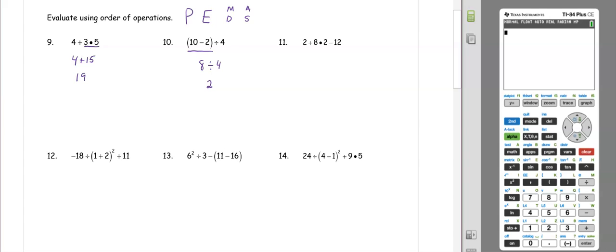In number 11, we have 2 plus 8 times 2 minus 12. So doing our order of operations, we would multiply first. So we have 2 plus 16 minus 12. And then we're going to add and subtract from left to right. So 2 plus 16 is 18. Minus 12 would get us 6.